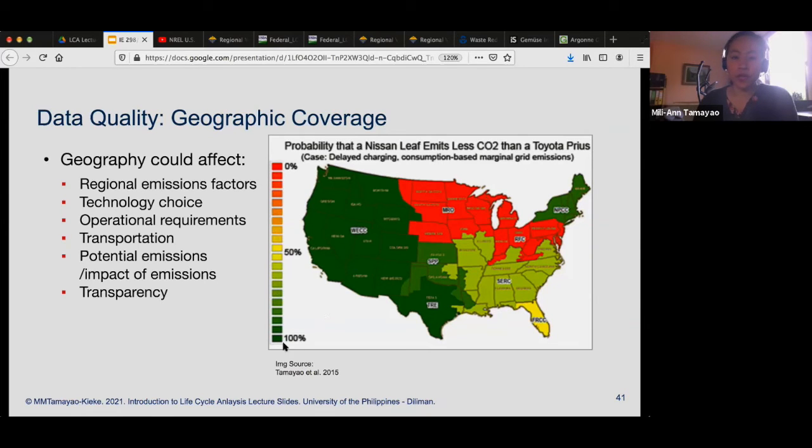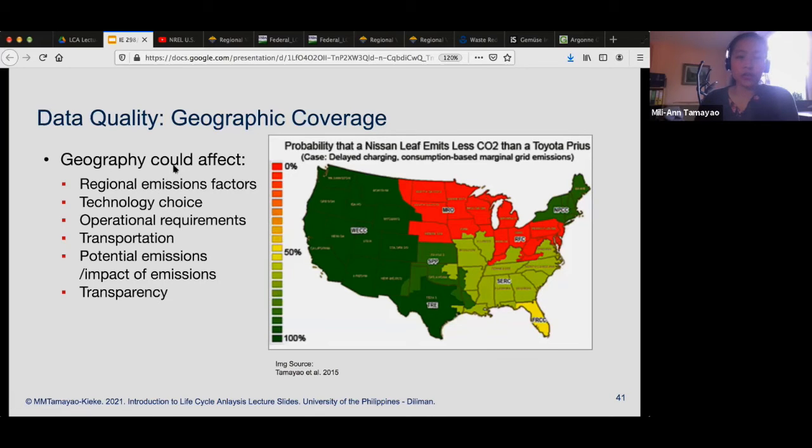You can see if it's very green, it's 100%. If it's red, then it's 0. As you can see, in different places in the US there are different levels of probability that a battery electric vehicle, specifically the Nissan Leaf, emits less CO2 than a Toyota Prius, which is the most efficient non-electric vehicle that was considered in this study.